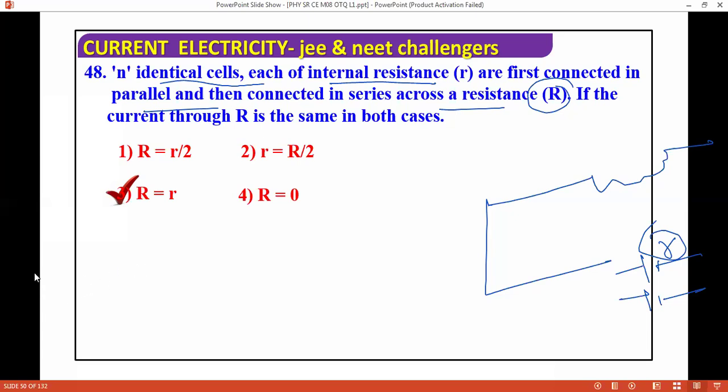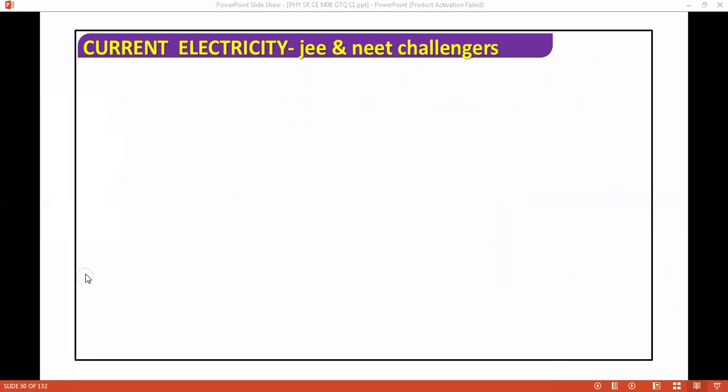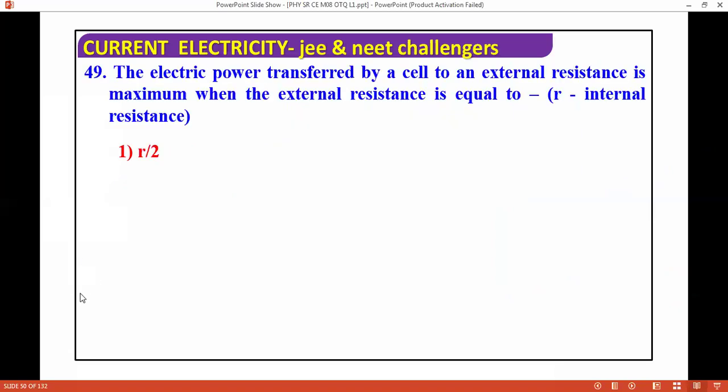We are moving to the next question. The electric power transferred to an external resistance is maximum when the external resistance equals the internal resistance. It's a very easy question. The answer is capital R equals small r. You can do this question by differentiation. Power will be maximum at R equals r.